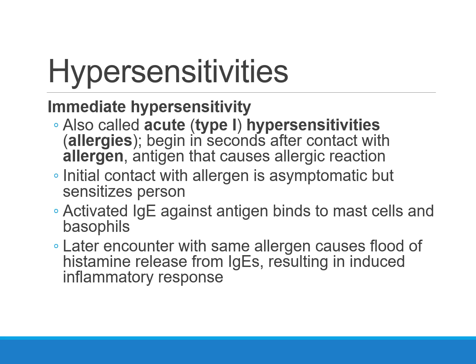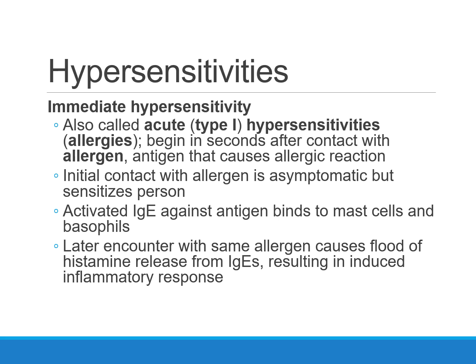So immediate hypersensitivities, also called acute or type 1 hypersensitivities, better known as allergies, begin in seconds after contact with the allergen. The antigen then causes the allergic reaction. The initial contact with the allergen is asymptomatic, so you're exposed to it one time early on and you don't realize it, but that's when you become sensitized. So it's the second time or the fifth time or the 100th time that you're exposed to something that you've already been exposed to that you have the reaction.